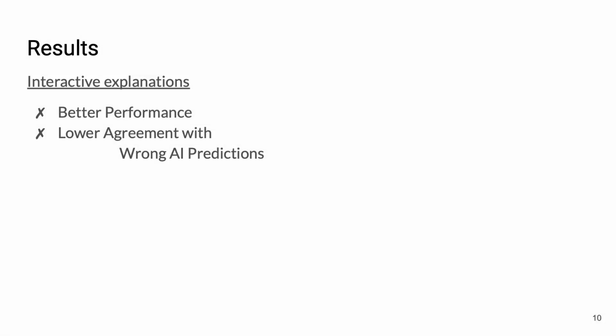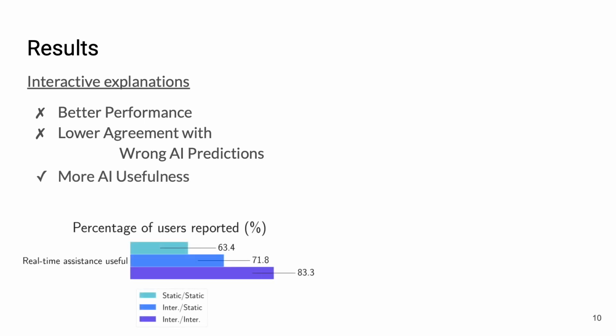Last but not least, we find that interactive explanations do not lead to improved performance of human AI teams, nor lower agreement with wrong AI predictions. However, they significantly increase human perception of AI existence's usefulness. Participants with interactive explanations are more likely to report real-time assistance useful in the exit survey.